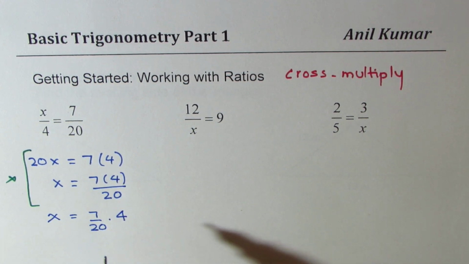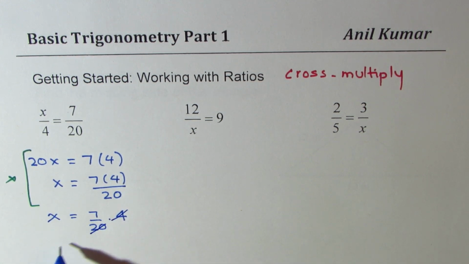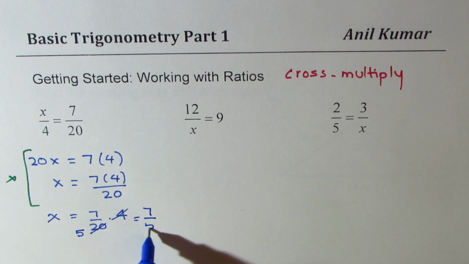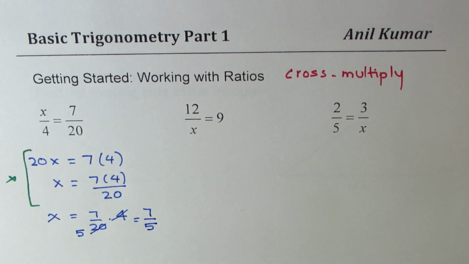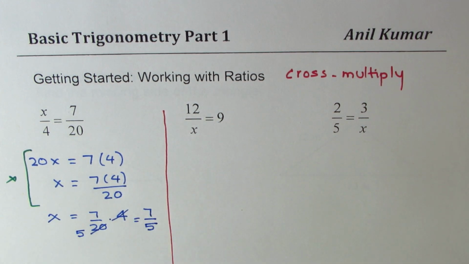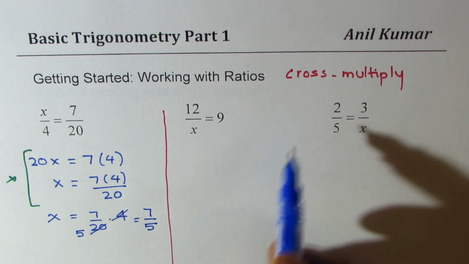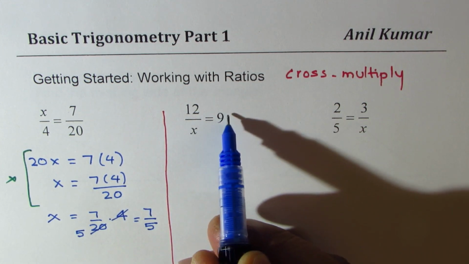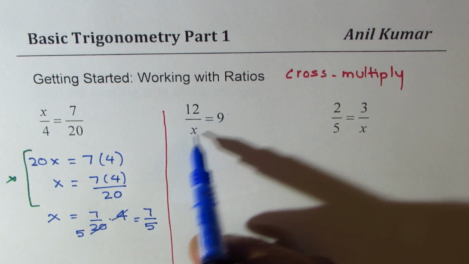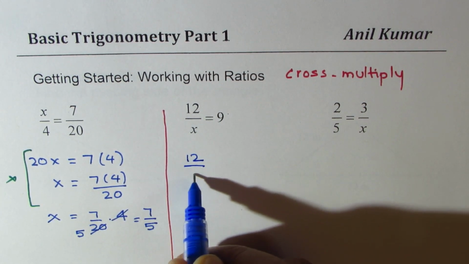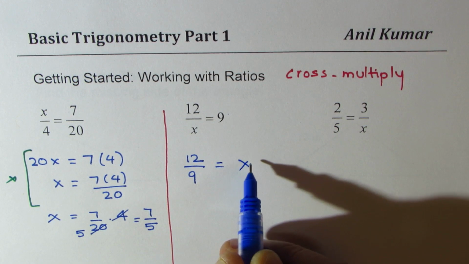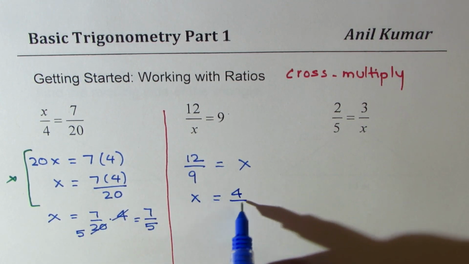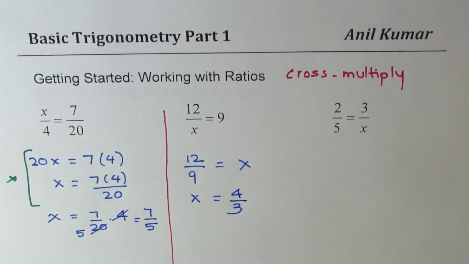I hope you understand the strategy here. When you divide this by 5, you get your answer, 7 over 5. Is that clear? That is how we are going to solve our equations. Now let's do these two using this kind of strategy. We do not want x in the denominator, we want it somewhere there. So I'll just swap the positions. So we get 12 over 9 equals x. Now we can simplify this, dividing both by 3, getting 4 over 3 as the value of x. I hope that is clear.